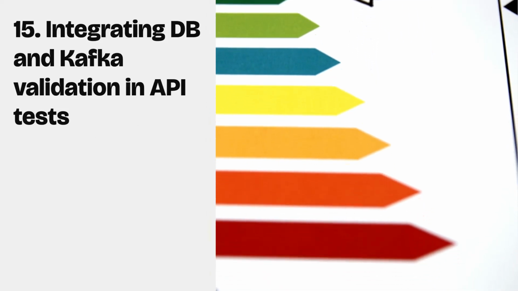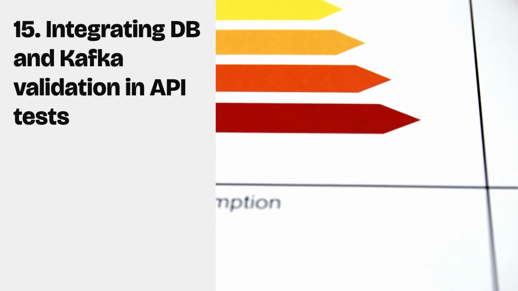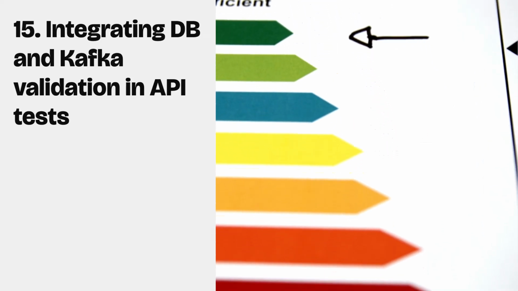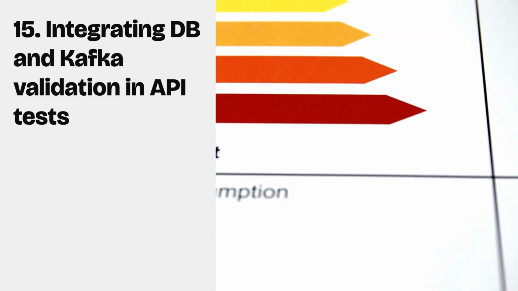15. How would you integrate DB validation and Kafka validation into API automation? After triggering APIs, validate the response, then database persistence, and consume Kafka topics to check event payloads and schema consistency.